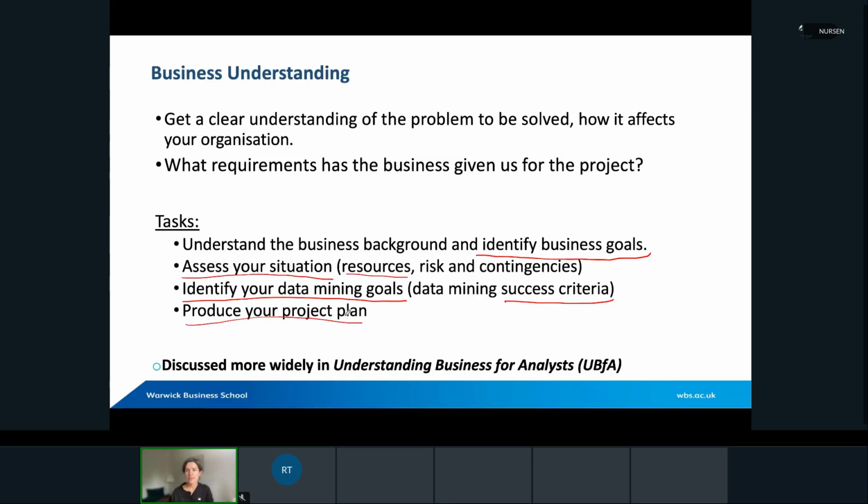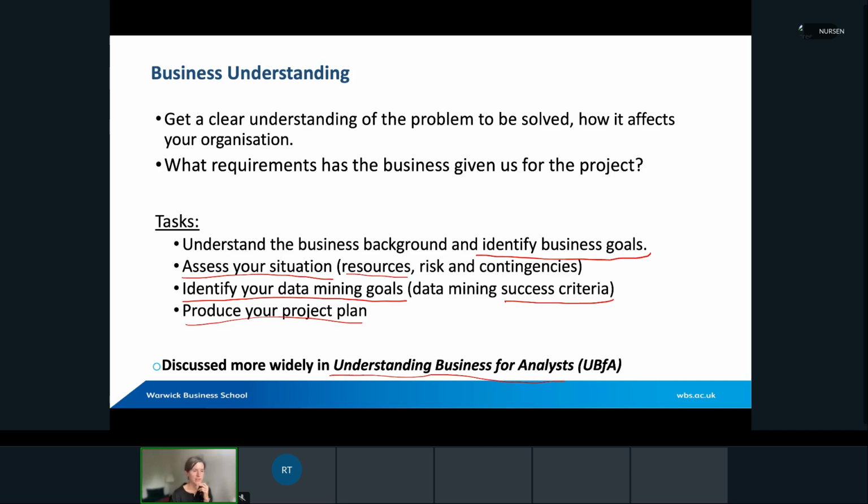This business understanding part will be widely discussed in your other module, Understanding Business for Analysts. Therefore, we will have an understanding of the business context in analytics and practice, but it's not our main goal here, okay? We will mainly focus on how to proceed in this particular stage in APFA. Let me, at this stage, take a moment to see whether you have any questions.